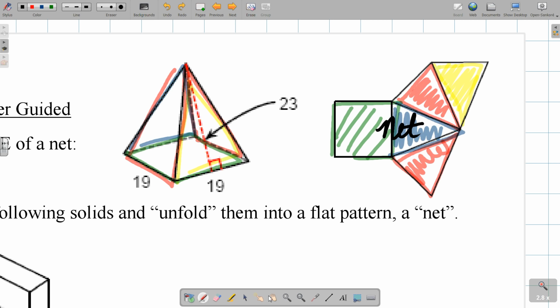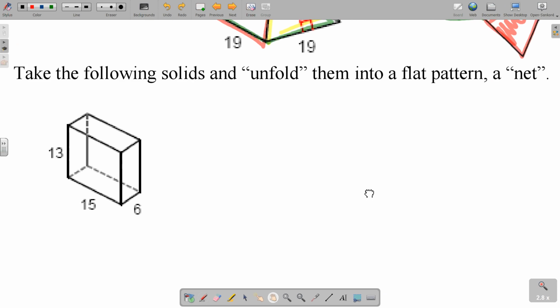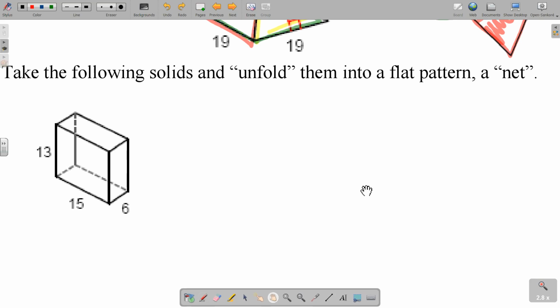Okay, so that you understand that, we're going to take the following and fold it out into a net. This is where colors come in very handy. There are several ways to unfold it, so you don't have to do it exactly my way, but I'm going to start by color coding. I'm just going to start with that bottom edge.